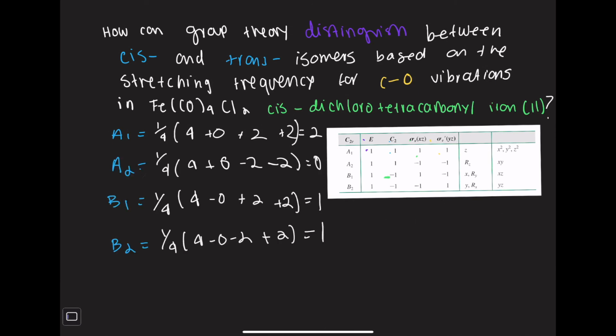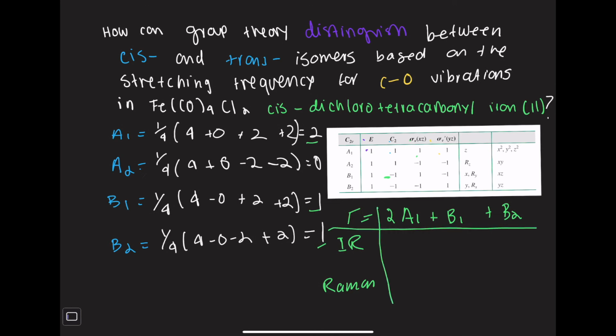Now that we have our irreducible, it's gonna give us our reducible, which is 2A1 plus, because this is 2, plus B1 plus B2. So 1, 1. Now we want to know the IR and the Raman activity for these. So again, we're going to be using this column for the IR and this column for the Raman.